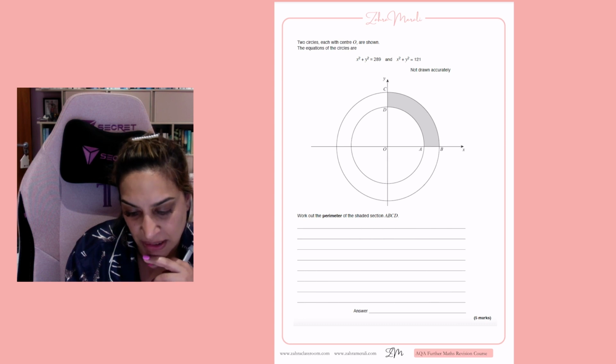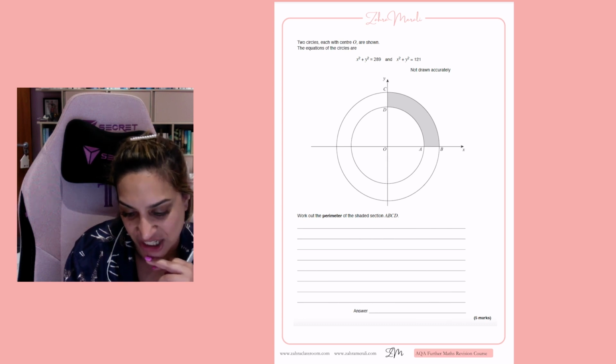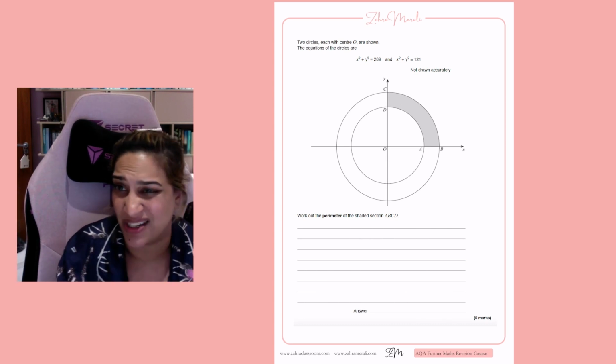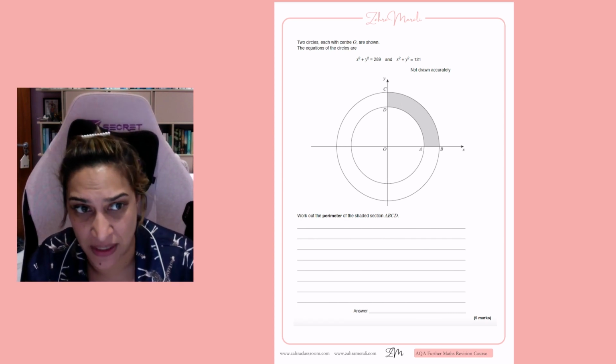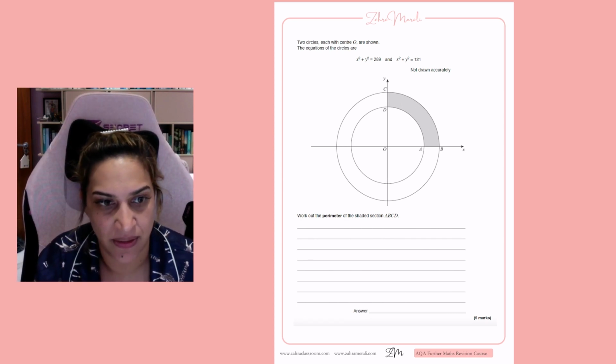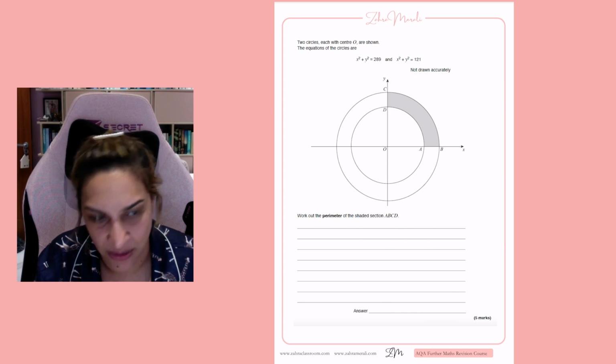Work out the perimeter of the shaded section ABCD. Okay, so we've got a quarter of a circle that's been shaded. So let's have a look at what we're going to do with this.